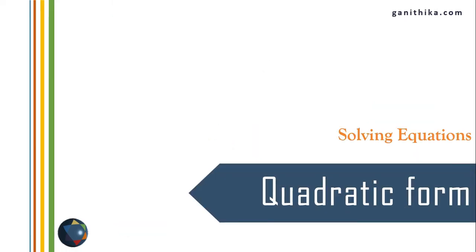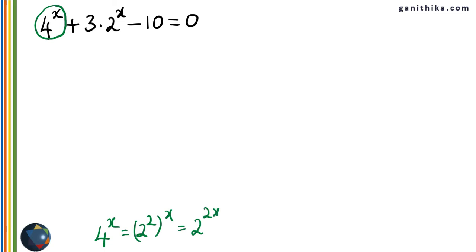Now let's solve some equations which can be changed to quadratic form. Let's consider this equation: 4 to the power of x plus 3 times 2 to the power of x minus 10 is equal to 0. So this is an exponential equation which can be converted to quadratic form. Let's see how we are doing it. Consider this 4 power x. 4 power x can be written as 2 square to the power of x, or it can also be written as 2 power x the whole square. I am going to use this 2 power x the whole square in the place of 4 power x now.